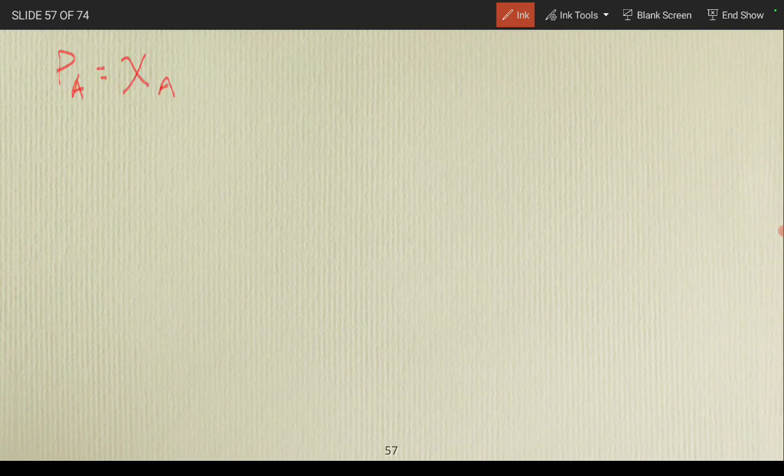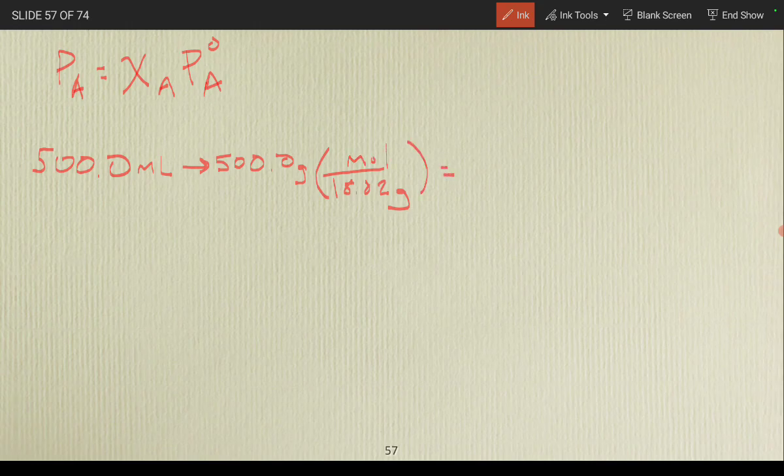But ultimately, we're going to be using the Raoult's law equation. So the pure vapor pressure on the right times the mole fraction for that solvent is going to give us the vapor pressure of this solution. And then, like I said, since we have 500 milliliters of water, that'll just be 500 grams. And then since the molar mass of water is 18.02 grams per mole, that means we will have 27.75 moles H2O.